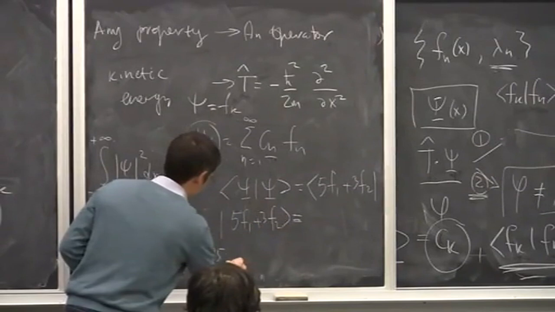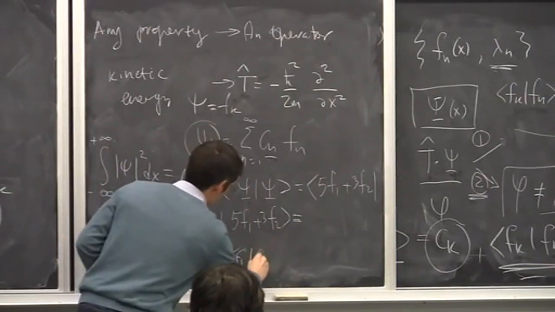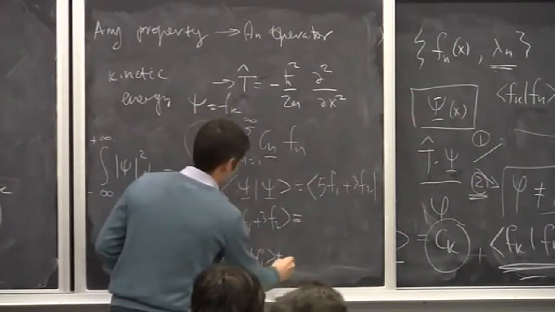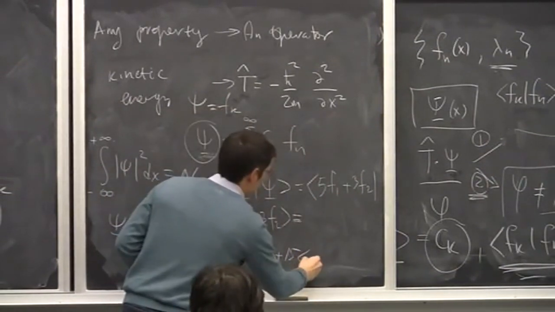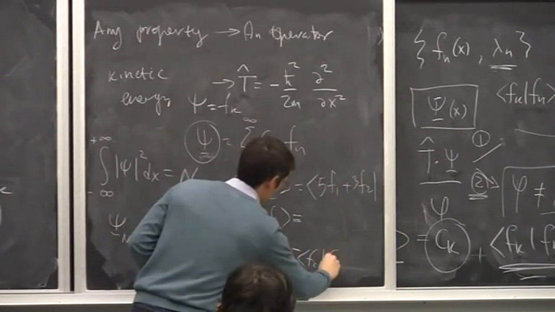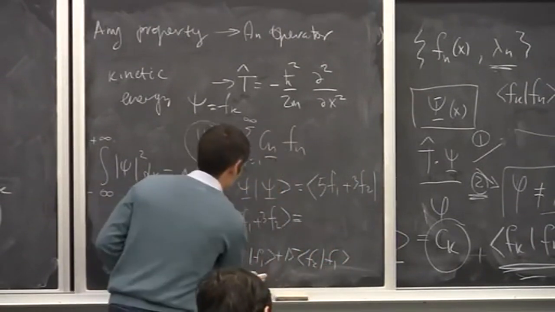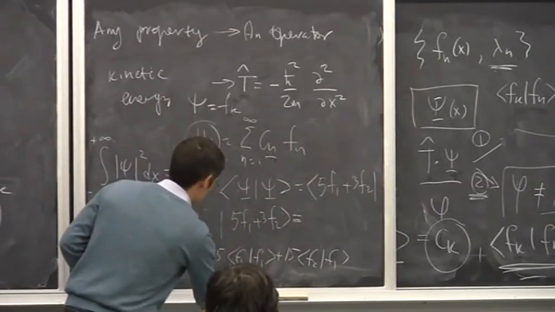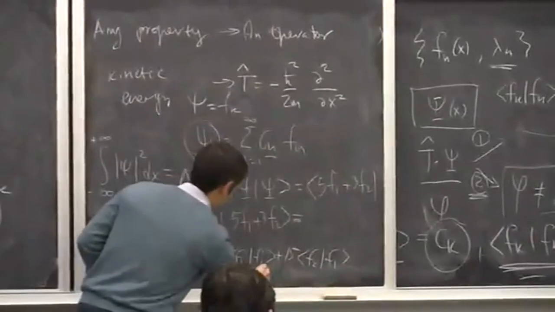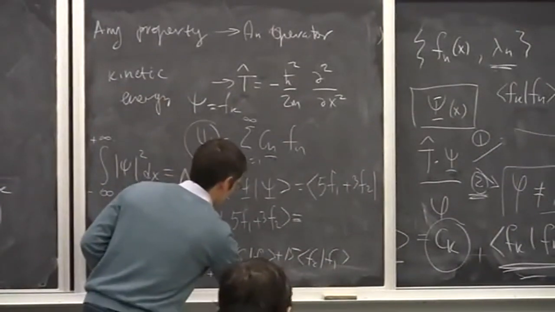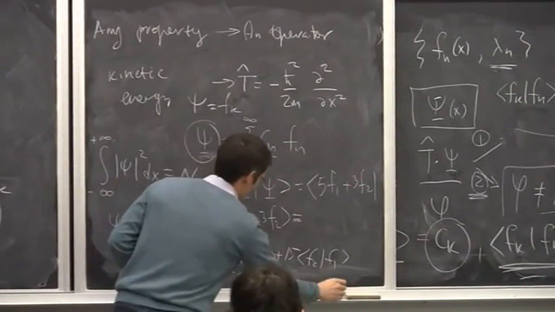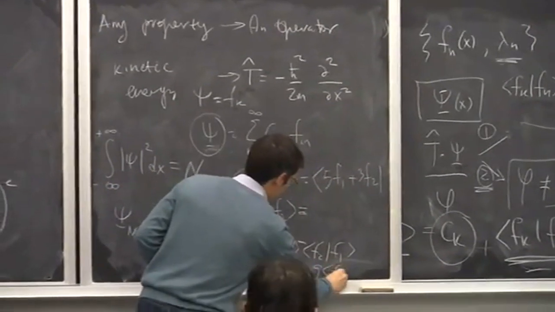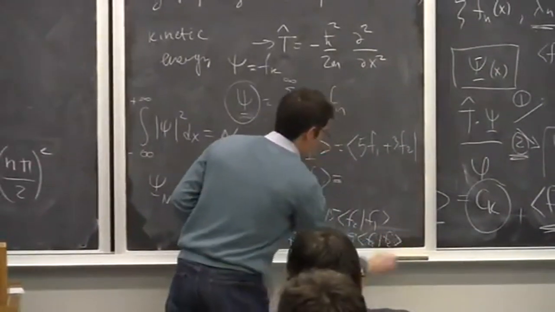and write this as 25, 5 times 5, (f1, f1), plus 3 times 5, which is 15, (f2, f1), plus another 15, where f1 is here and f2 is here, (f1, f2), plus 3 times 3, which is 9, (f2, f2). Okay?